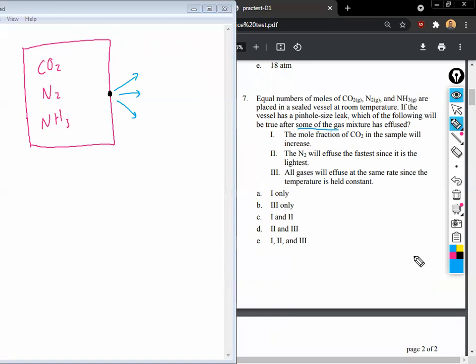Okay, take about 45 seconds to try to figure out which one of those is true. See if you can get the right answer. If you want to talk with your partner next to you, feel free to do that as well.